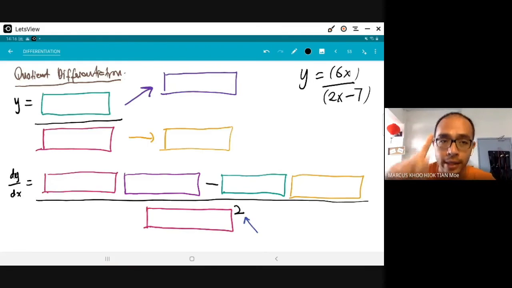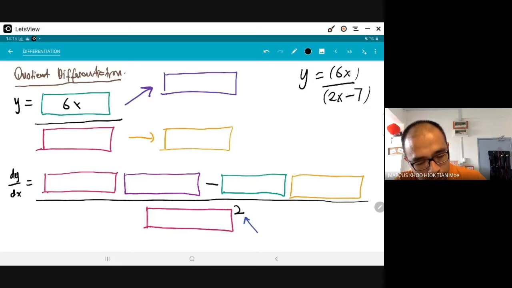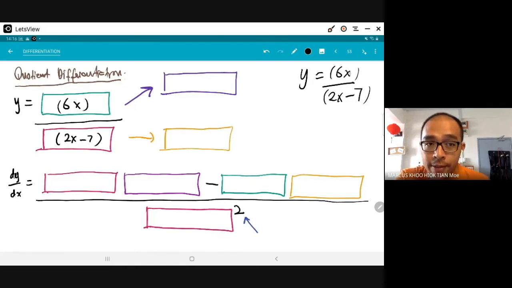So you do the same thing, you put the 6x on top and the 2x minus 7 at the bottom. Okay, take note of the color. 2x minus 7 is red color, 6x is green color. Okay, then you do the same thing. You differentiate them individually. So 6x differentiate you get 6. 2x minus 7 differentiate you get 2.